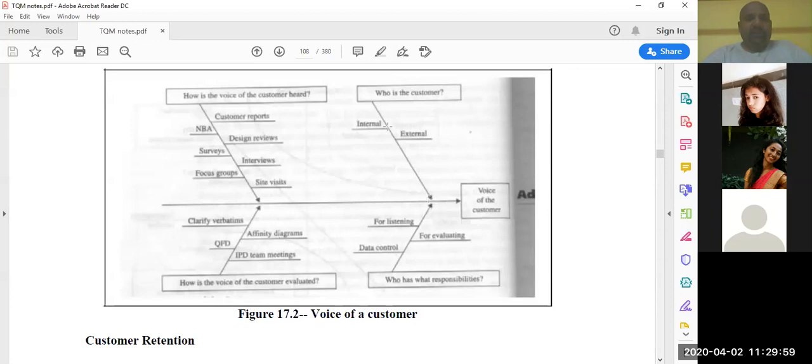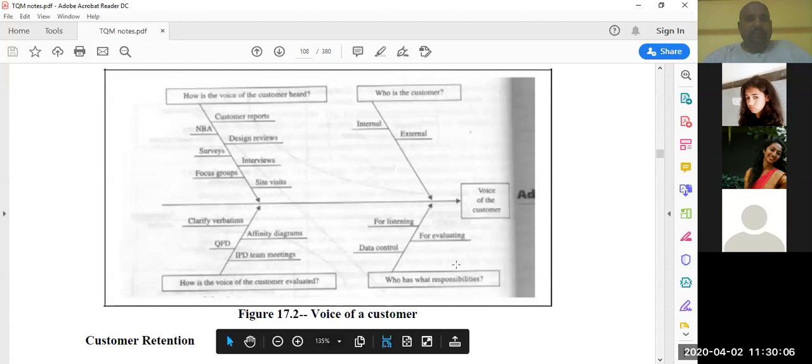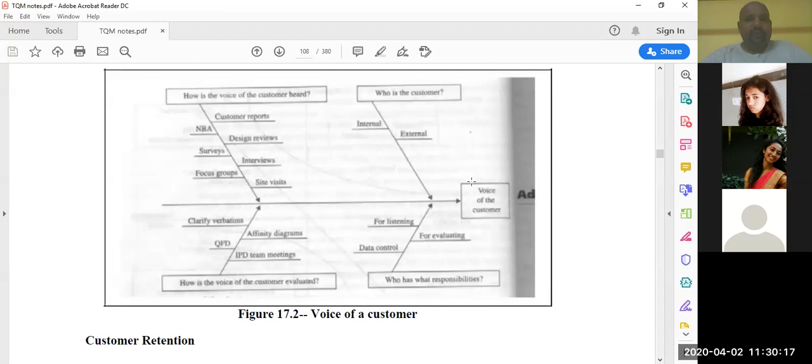And then you differentiate customers as internal and external. And you have people who will do that, and try to do the job of understanding the voice of the customer. Finally, you land up with the voice of the customer. Now, this flow is very important, because one of your questions in VTU was how do you determine the voice of your customer. You can write a lengthy answer, but this is the chart that is required, right?